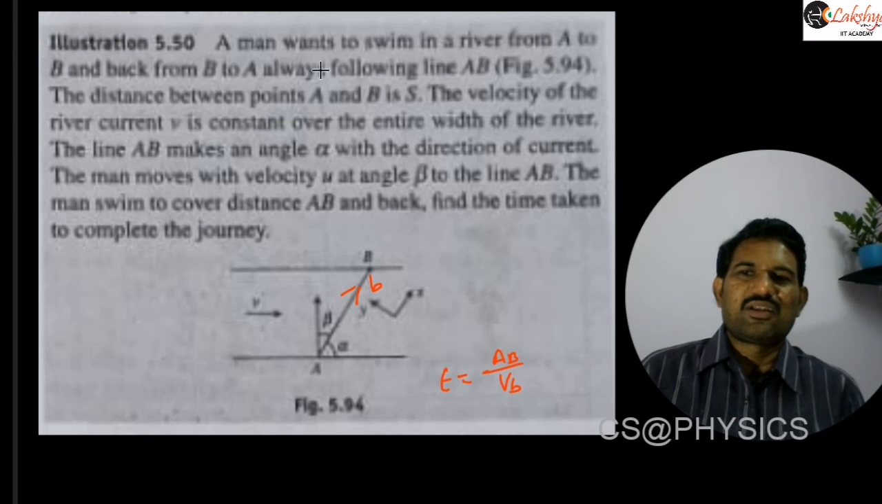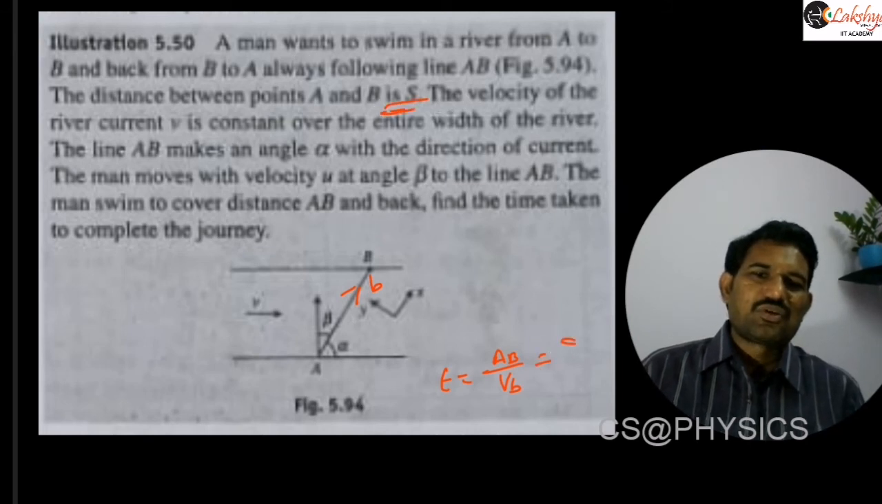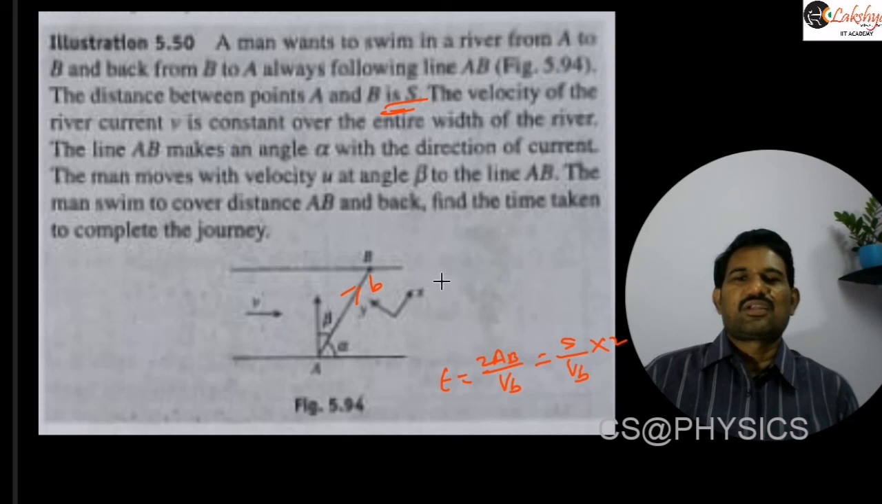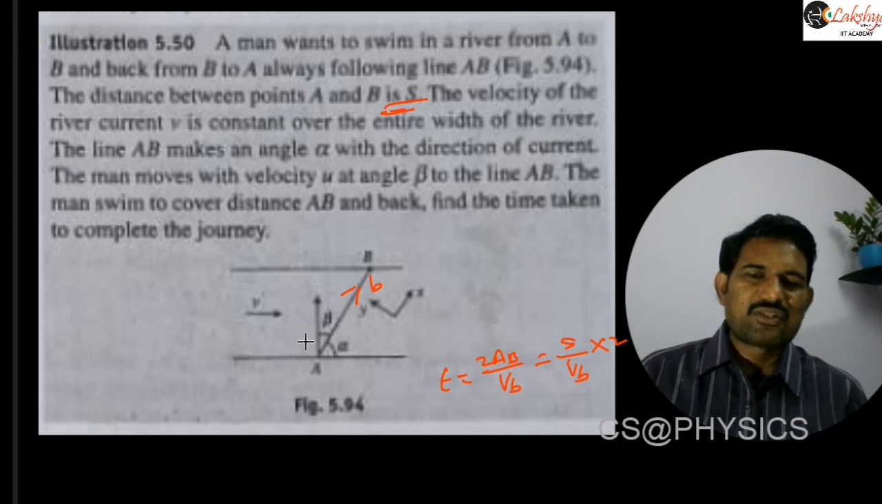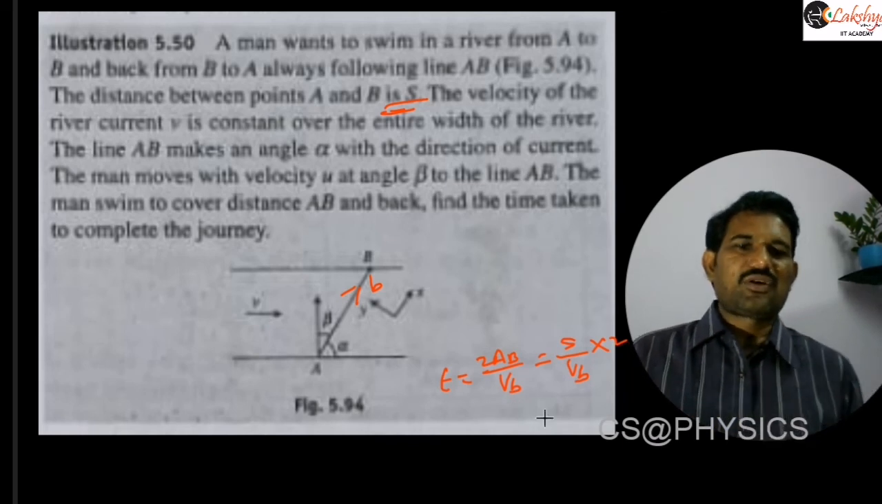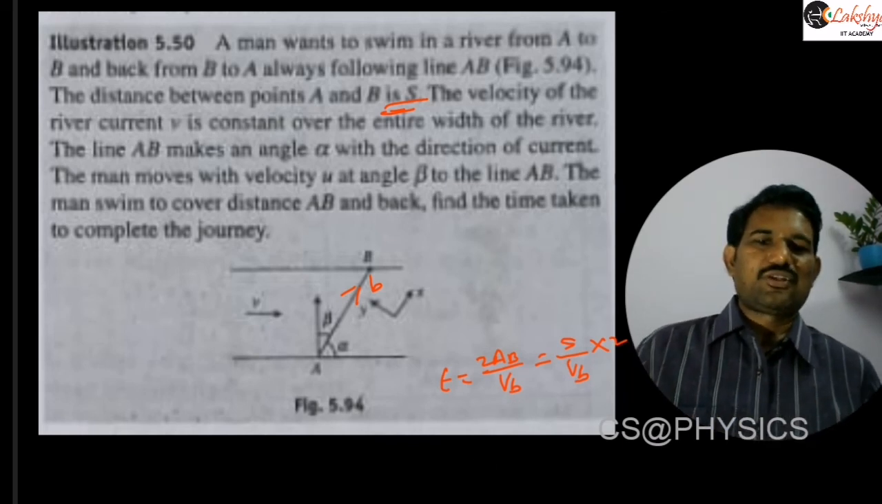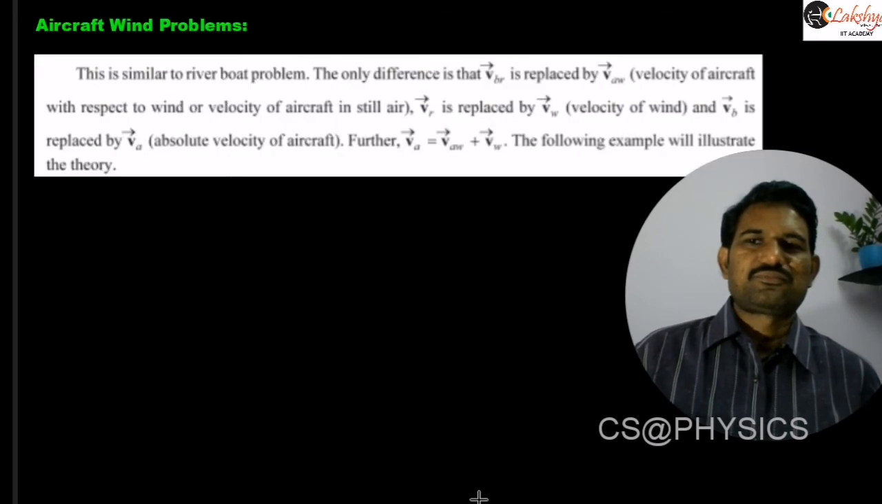This distance AB value is given as S, so directly no need of thinking about it. So S by VB into 2 we need to write to calculate the total time here, right? So that is our time taken. So just find this VB value. VB value means resultant velocity. After cancellation of the perpendicular component, find the parallel component along this direction. So that is our velocity of the boat we need to consider here. So solve this problem and verify your answer here.